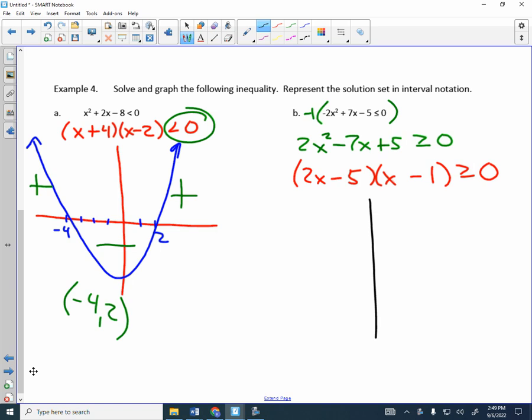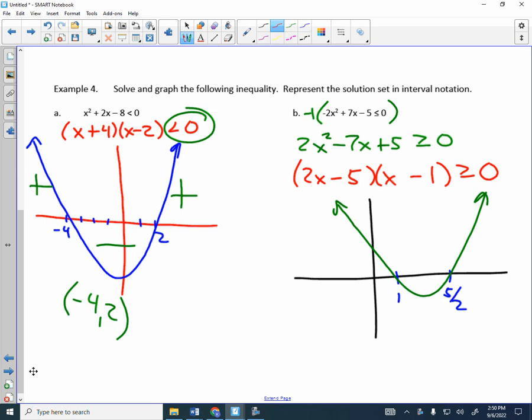So what are my solutions? What numbers do I plot on the graph? 1 and 5 halves, which is like 2.5. I don't look at the original. I look at the one I set up for my factoring. It was right side up or upside down. Right side up.